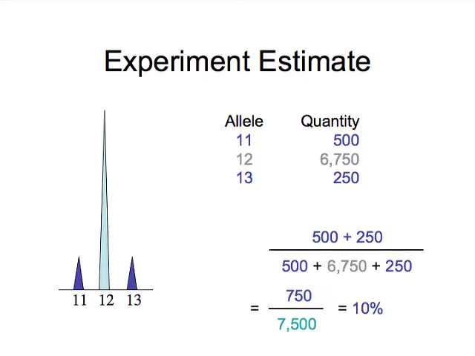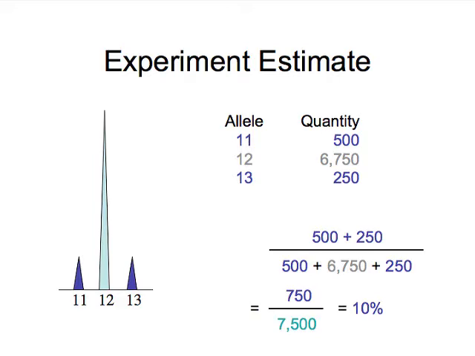Next slide. Now we can form our experiment estimate of the mixture weight. We take the 2 blue contributor alleles, 11 and 13, and we add up their quantities, 500 plus 250. Then we divide by the total of the peak heights of all 3 quantities.